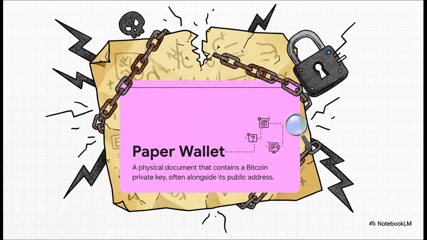So, a paper wallet is pretty much what it sounds like. It's your Bitcoin private key, the keys to the kingdom, printed out on a physical piece of paper. The whole idea was to create cold storage. Take your keys totally offline where hackers can't get them. And look, on the surface, that sounds like a great idea, right? Simple, secure. But the reality? It's so much more dangerous than it looks.